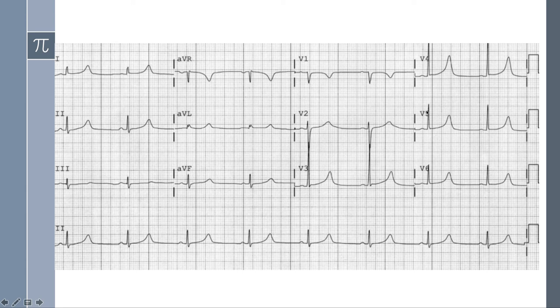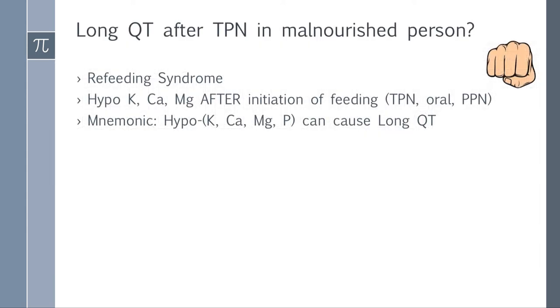What can a large QT interval cause? Yes, torsades de pointes, right? It's because of ribboning, and we'll talk about it in our cardiovascular lectures, and you could refer to your internal medicine lectures for more information. So, long QT after TPN in a malnourished person.